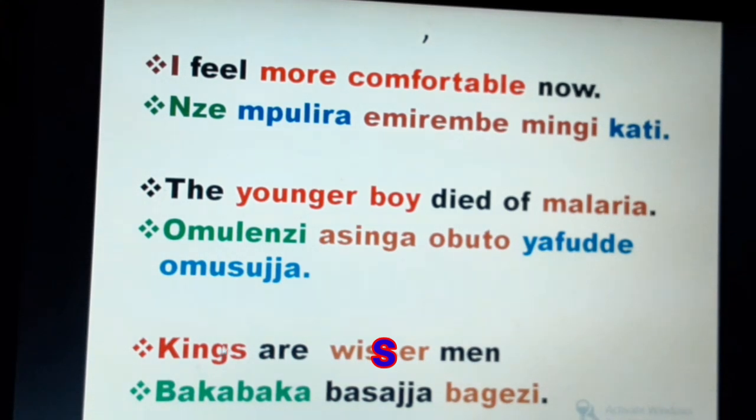Another one, kings are wiser men. And this in Luganda is bakabaka basajja bagezi.